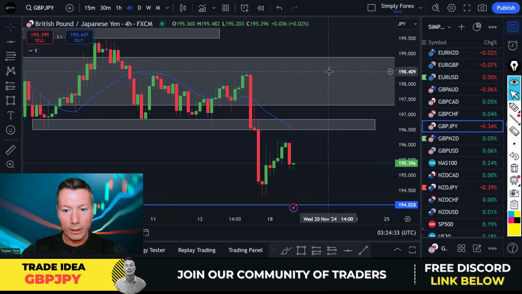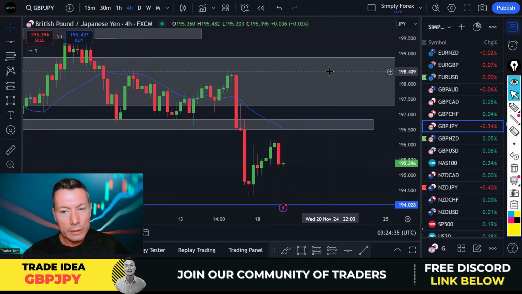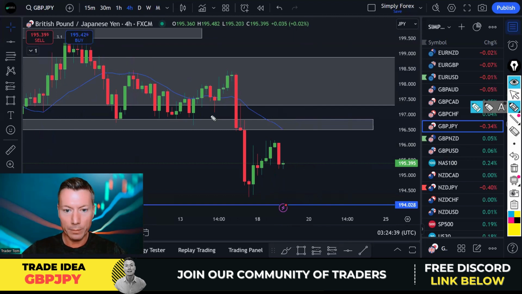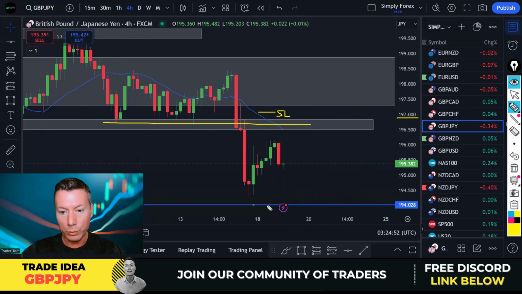Now with this trade, guys, using the same technique I just showed you, I know I want to put my stop loss above this grey zone, right? This 197 psychological level would probably be a nice level. So I want to put my stop loss somewhere up here. Okay, and then I know this blue line is my TP, my take profit.